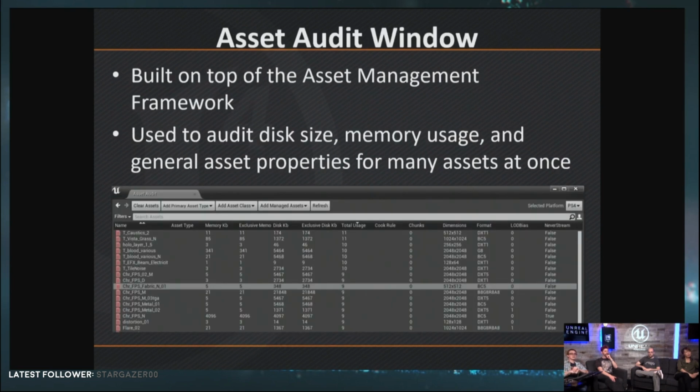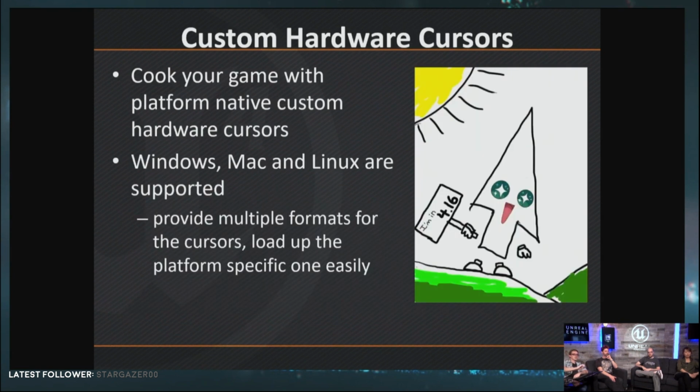Next up is the Asset Audit window, which is a part of the Asset Management Framework. This allows you to see a lot more details about your assets all at once in one nice fancy list, with all of their properties. It's a really nice little improvement if you're trying to optimize, cook out, take things out, and figure out what's going south as far as bad assets or assets that are way too large or a problem.